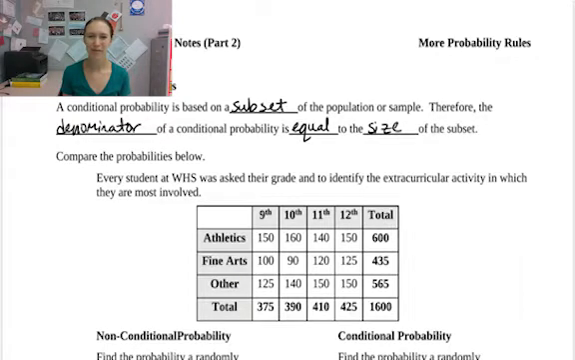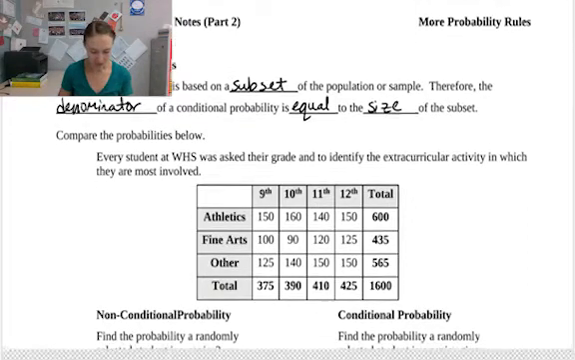Hey class, today we're going to be doing lesson 4.14, part 2 for AP Statistics. We're going to be talking about conditional probabilities today. So first, let's start with the definition.